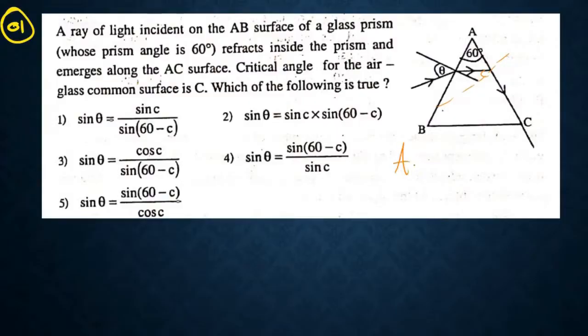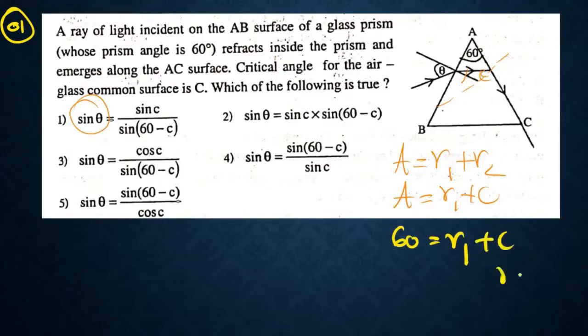We know prism angle A equals R1 plus R2. Hope you know what is R1 and R2. So here R1 is this angle and R2 is this angle. Basically R1 plus C equals A. So here in the answers they have given sine theta value. So we have to consider sine theta value. Now we can write 60 equals R1 plus C. So R1 equals 60 minus C.